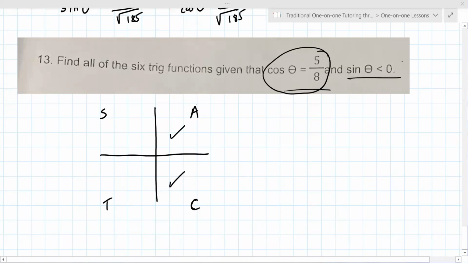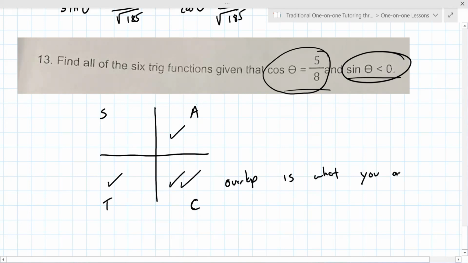So now, where is sine negative? Sine is, then that's what's a little bit more confusing. Sine is negative where it's not positive. So sine is positive here and here. Okay, then it's negative here and here. And the overlap is what you want. That is what you are looking for. Oh, okay.